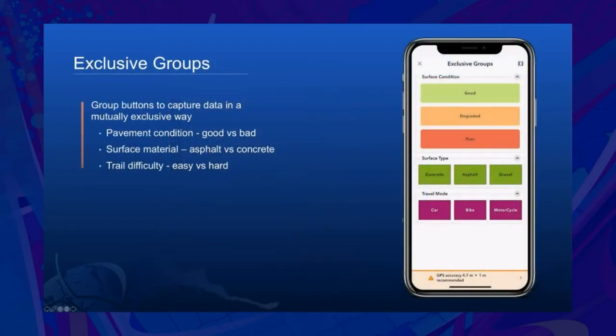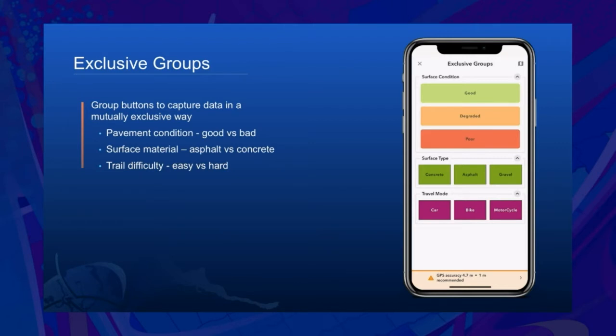In other situations, it may not make sense to allow two or more buttons to be active at the same time. For example, if you have buttons for trail difficulty, you would never have the easy and hard buttons active in parallel. So exclusive groups allow authors to enforce this by creating a group and then adding buttons to it. Only one button in the group will ever be active at the same time. So let's take a look at this project.